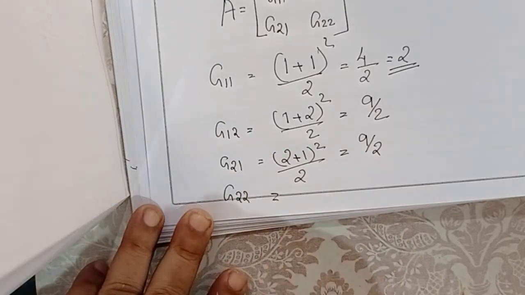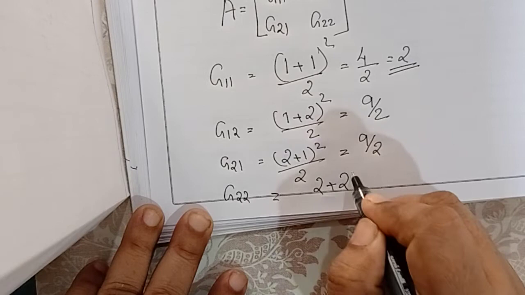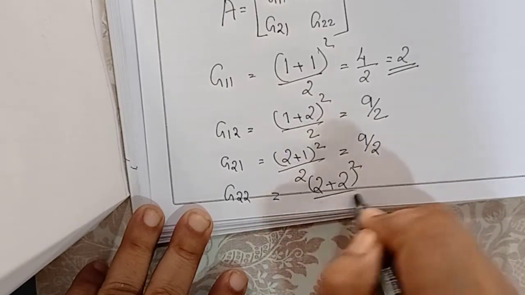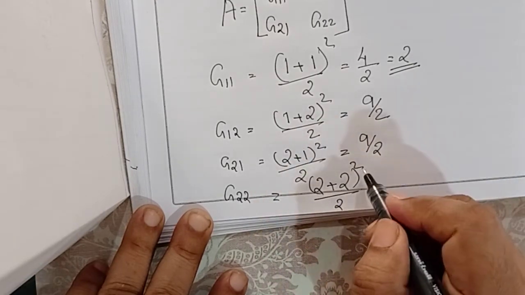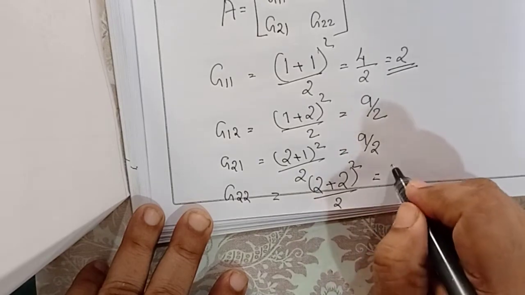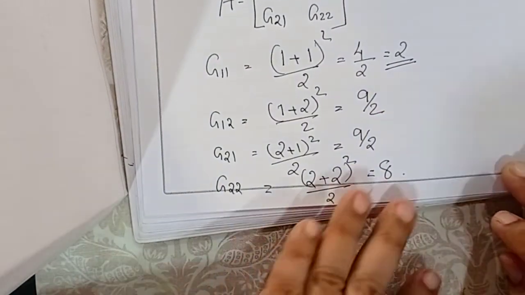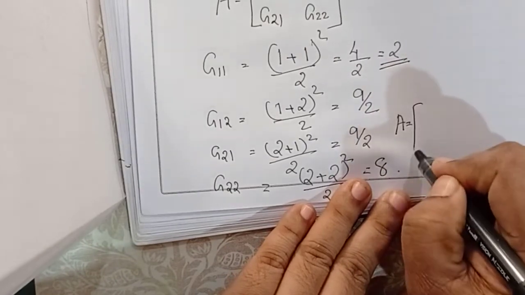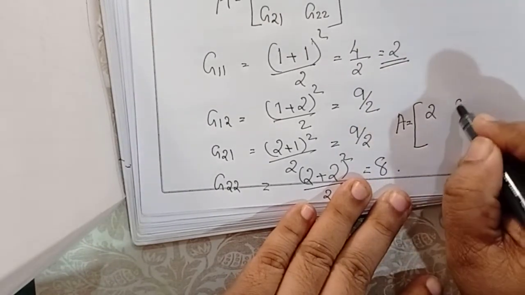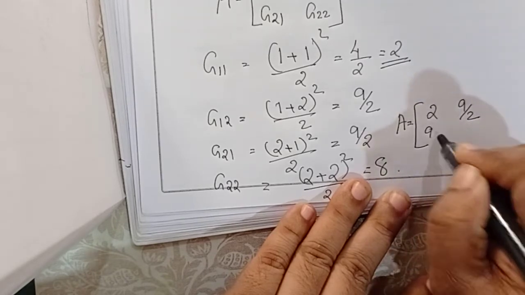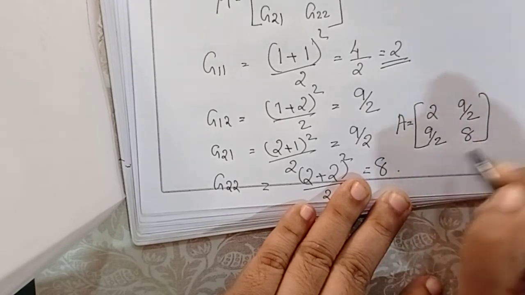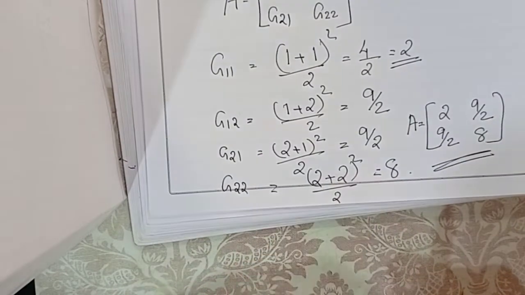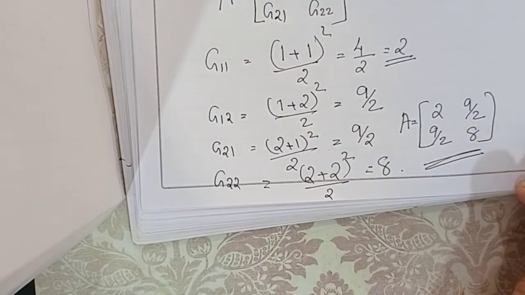Then the last one is A22. How can you do that A22? i is 2, j is 2. Therefore, (2 plus 2) the whole square by 2. 2 plus 2, 4. 4 square is 16 by 2 is 8. Then how can you write the final answer? A is equal to the matrix 2, 9 by 2, 9 by 2, 8. Understand? This is very important.